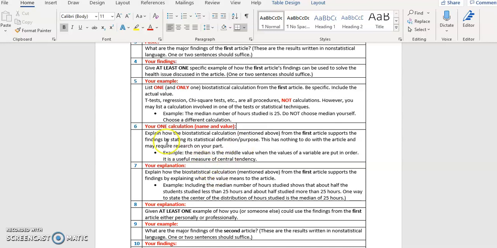All right, number 7. It says explain how the biostatistical calculation mentioned above in number 6 from the first article supports the findings by stating its definition or purpose. Its statistical definition or purpose has nothing to do with the article. It might require some research on your part. For example, if I were doing the median, I would say the median is the middle value when the values of a variable are put in order. It is a useful measure of central tendency. Notice that's the definition of a median. It has nothing to do with anything about the article.